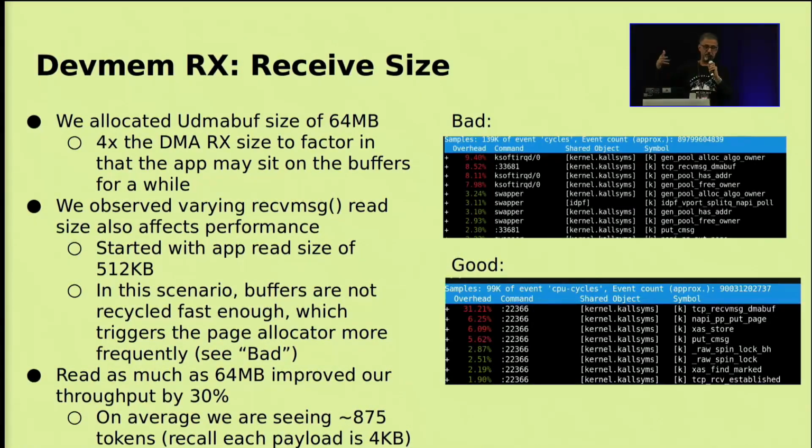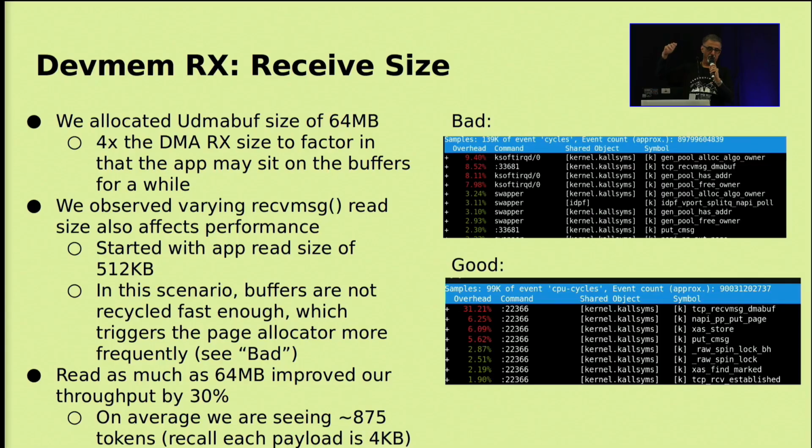We also observed that if we made a smaller receive message, let's say around 512K, the performance was not as good. So with 64 megabytes of UDMA buff on the page pool, our performance improved by 30%. Okay, so that's the one thing you need to know. It requires management. With IOURING, you basically have to go and look and see, why is my performance bad? You dig a little bit deeper, and then you know it's because of the page pool.